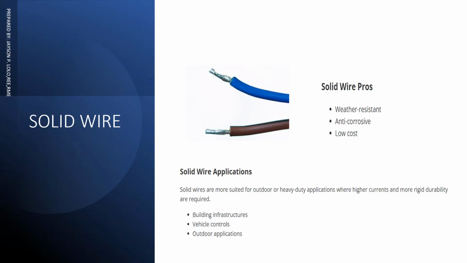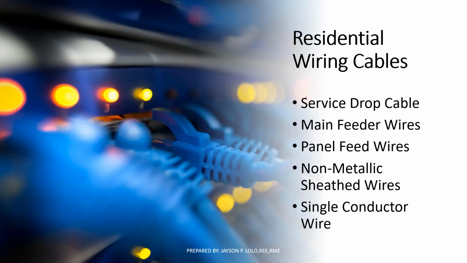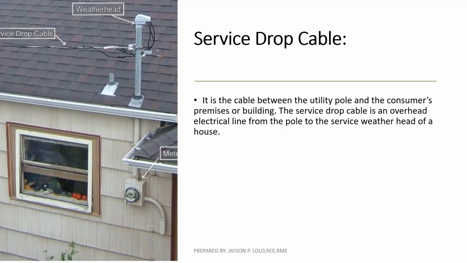So let's discuss the types of electrical wires and cables. The first one is the residential wiring cables. Under residential wiring cables, we have service drop cable, main feeder wires, panel feed wires, non-metallic sheathed wires, and single conductor wire. Let's first discuss the service drop cable.